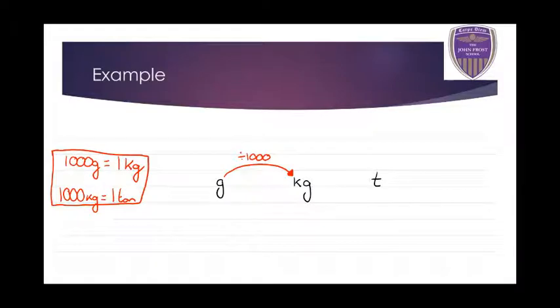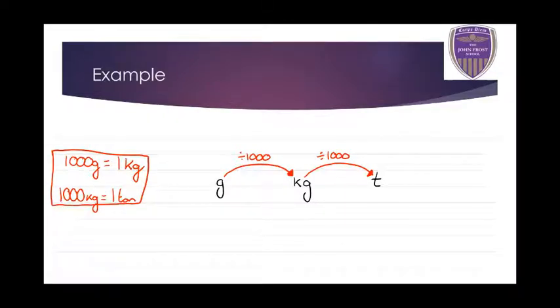Lovely. And if we know the weight of something in kilograms and we want to change it to tons, because there's 1,000 kilograms in a ton, it's the same thing again. We divide the number of kilograms by 1,000, and that will give us the same weight just in tons.